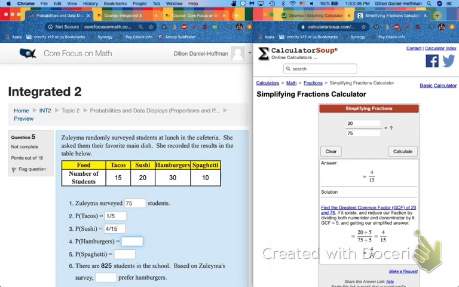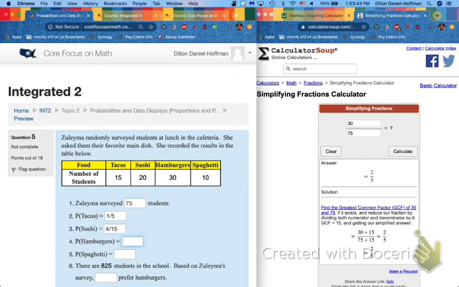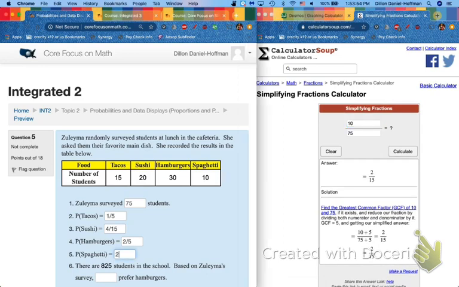Hamburgers. Every time I think about cafeterias, I think about chicken nuggets, but I also think about hamburgers. Very common in my memory from cafeteria food. And spaghetti. Also a staple. 10 out of 75 is 2 out of 15.